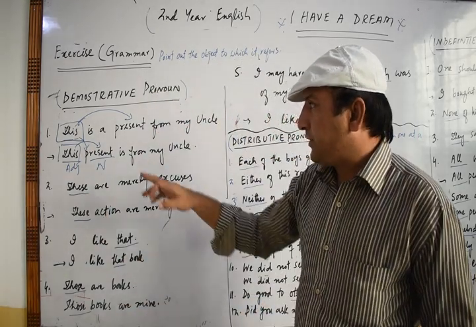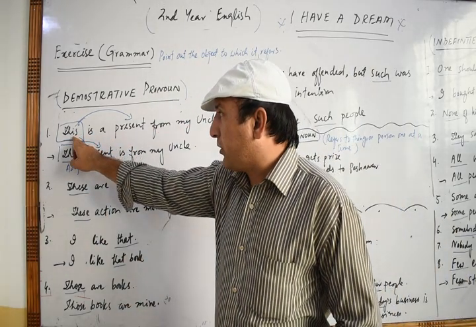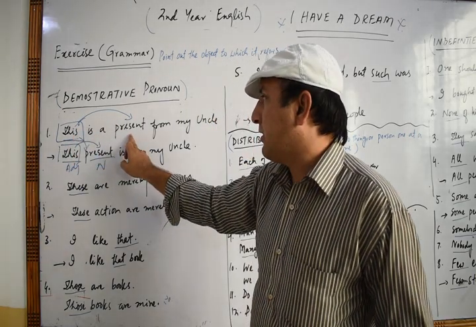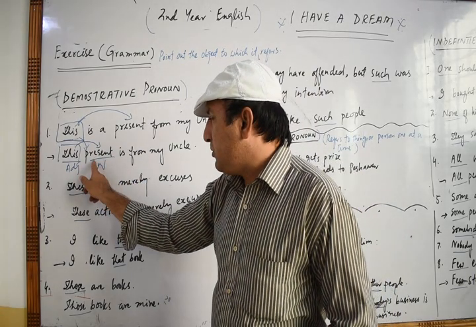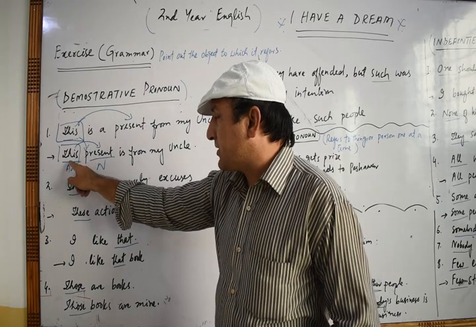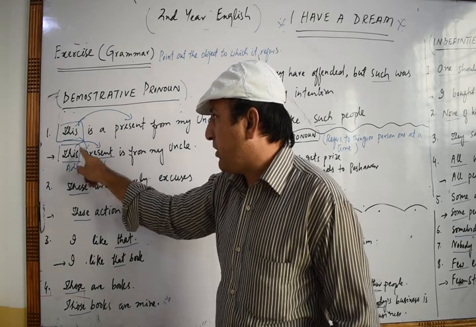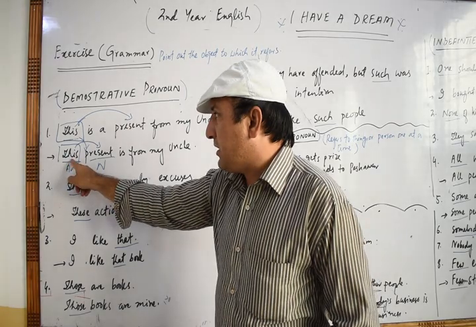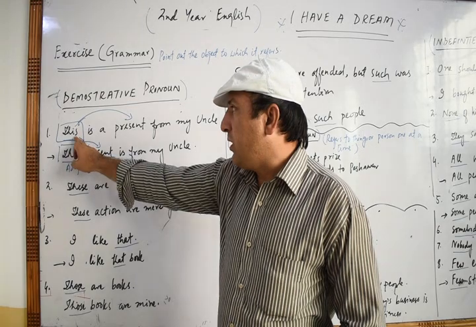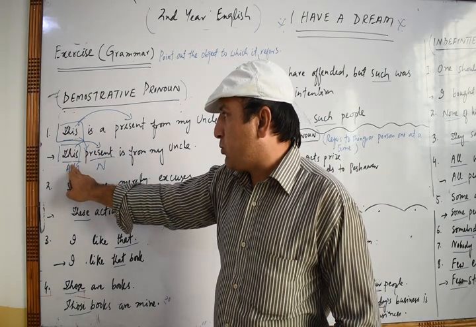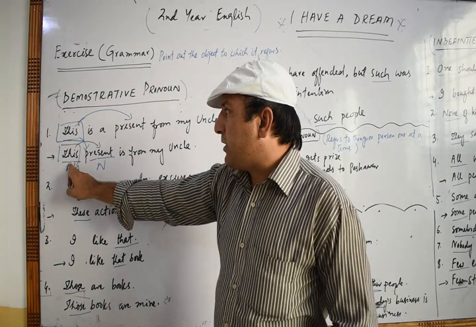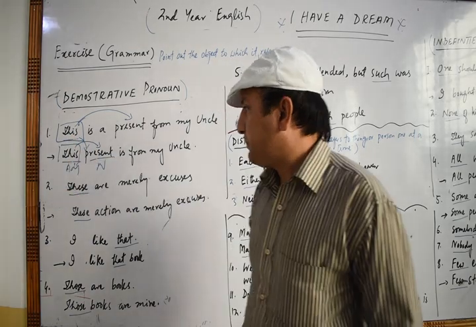Now you see here this is alone. This is alone only. It points out this thing, and here it has been put close to this present, so it directly modifies this word present. So it works as an adjective. So in the first sentence, this is working as a pronoun, and here this is working as an adjective. So this is a demonstrative pronoun and this one is a demonstrative adjective.